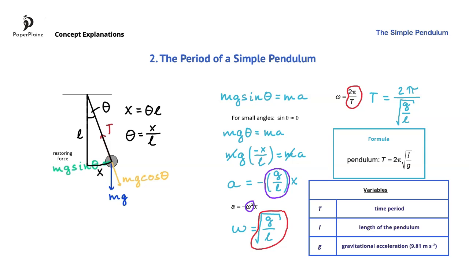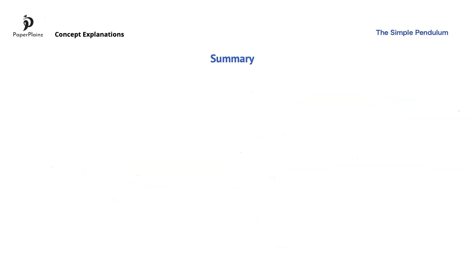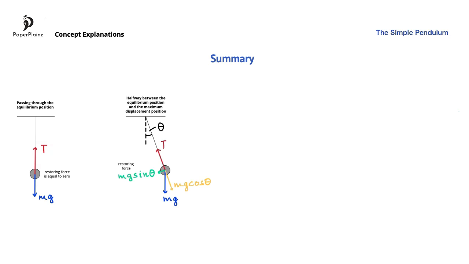Let's summarize what we have learned in this video. We started by analyzing the forces that act on a simple pendulum as it passes through the equilibrium position, the point that is halfway between the equilibrium position and the maximum displacement position, and as the pendulum bob stops for a moment at the maximum displacement position.